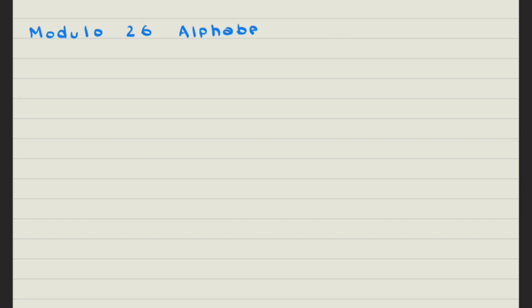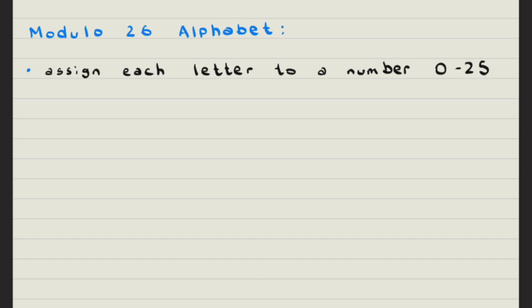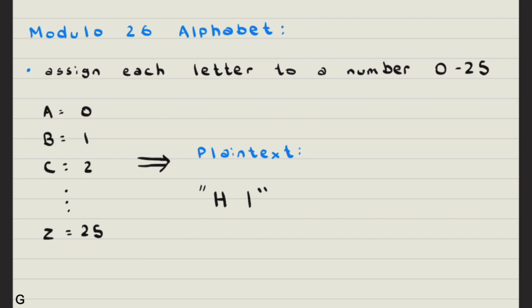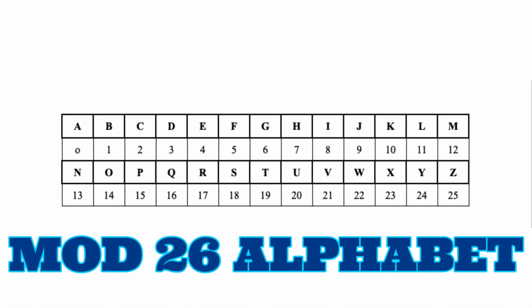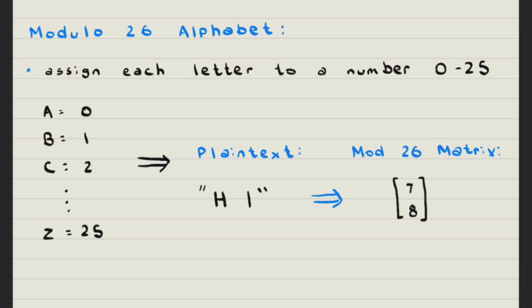The modulo 26 alphabet is how we convert letters into numbers. Essentially, we're assigning each letter to a number 0 through 25. A will be assigned to 0, B will be assigned to 1, C will be assigned to 2, and so on and so forth. As a quick example, let's say our plaintext phrase is hi. If we wanted to convert this into a mod 26 matrix, we would just see what numbers H and I correspond to. H corresponds to 7 and I corresponds to 8. Therefore, our mod 26 matrix would be 7, 8.